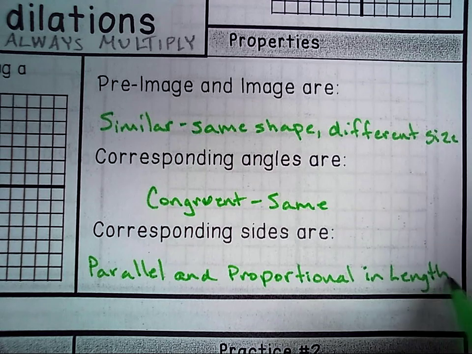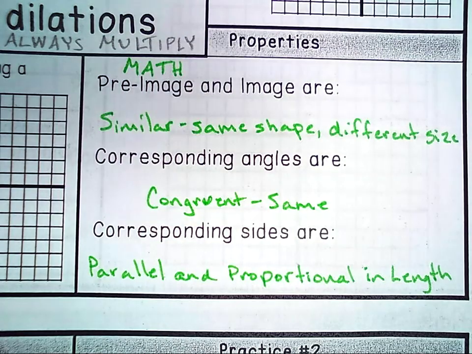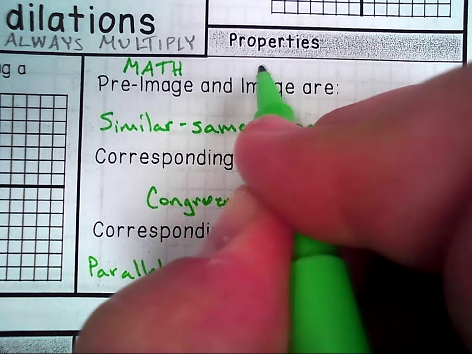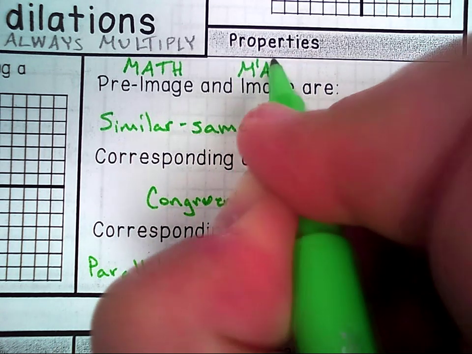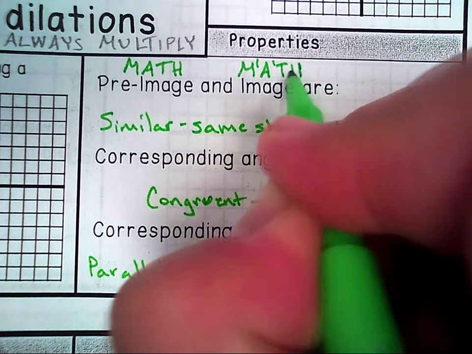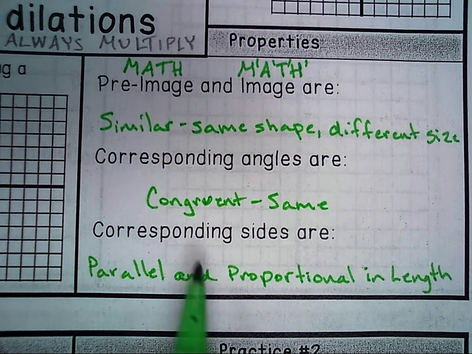Okay, so again, pre-image and image. If we're looking at example 2, the pre-image would be the points M-A-T-H, and the actual image afterwards, after the dilation, would be M prime, A prime, T prime, and H prime. So that's the image and the pre-image. Those are similar, which is the same shape, different size. The corresponding angles are congruent, which again means the same.